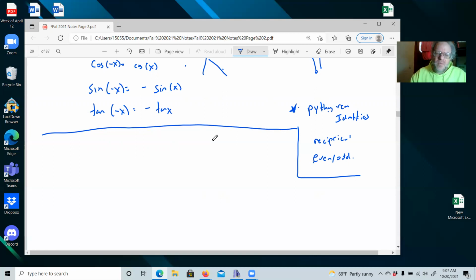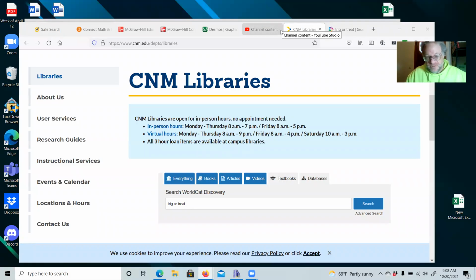The other thing about identities is that we're going to have things that seem to be equal to each other. Let me do something here for us. I'm going to pause and bring this up. I really just didn't want you to see that I don't exactly know how to get to the library webpage, and it takes me a moment to do that.